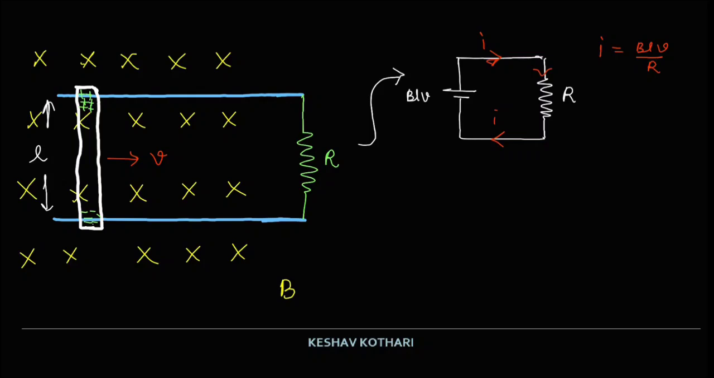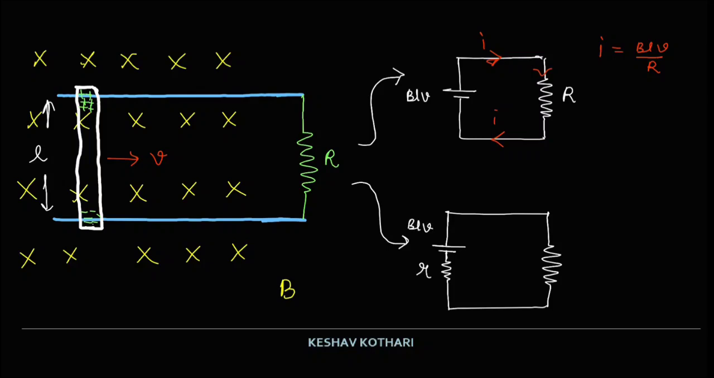Now suppose this rod which we are considering has a resistance small r, offering an internal resistance small r. Then I will replace the same circuit in this fashion. The battery polarity will remain the same, and the resistance associated with this conductor will be drawn like this, written as small r. The value of EMF is equal to BLV, and this is capital R.